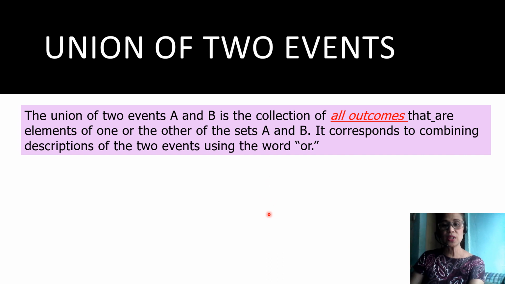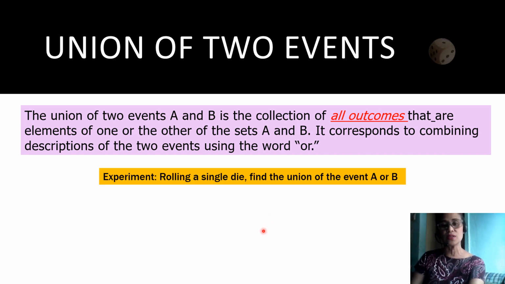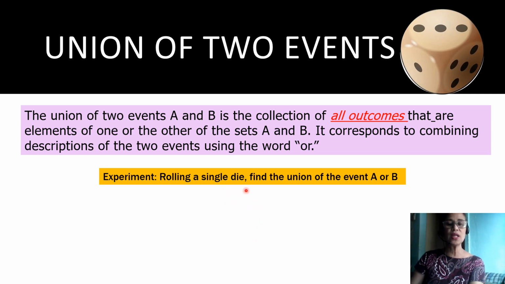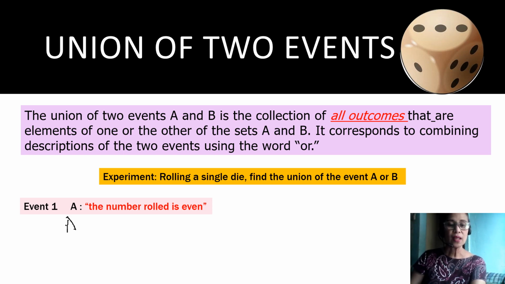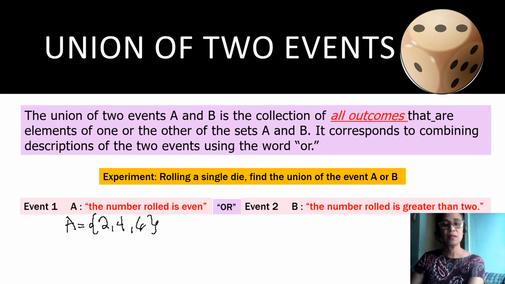So let's start again with our experiment, which is rolling a die. In rolling a die, we want to find the union of the events A or B. So let's have event A. The number rolled is even. The even numbers when you roll a die are 2, 4, 6. Now let's have event B. The number rolled is greater than 2. So this is now event B. The numbers rolled greater than 2 would be 3, 4, 5, 6.